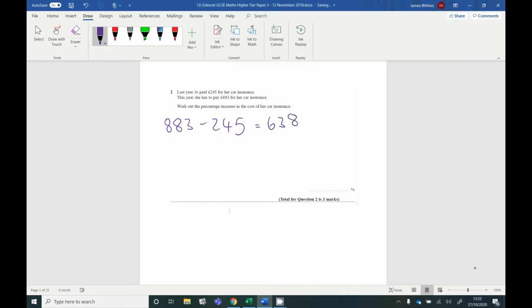Now to work out the percentage increase, it's this increase divided by the original amount, which is 245. You multiply this by 100 to turn it into a percentage. So 638 divided by 245 times 100, and we get a 260% increase. Now it doesn't tell us to what degree of accuracy we want, so I'm going to go 260.4 to 1 decimal place. The answer scheme allowed anything between 260 and 260.5.